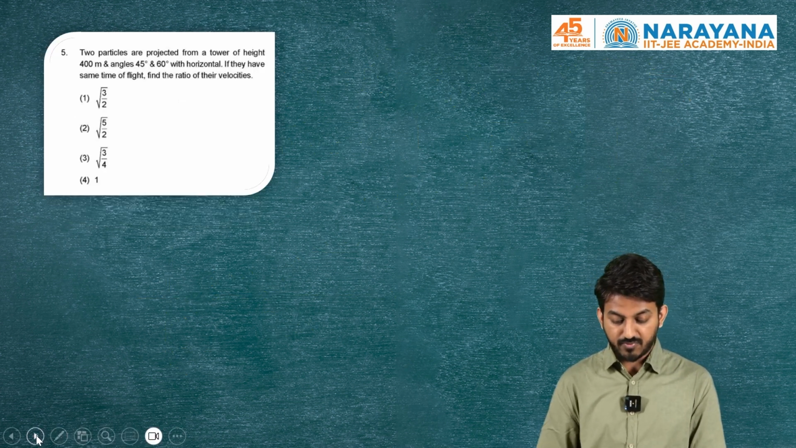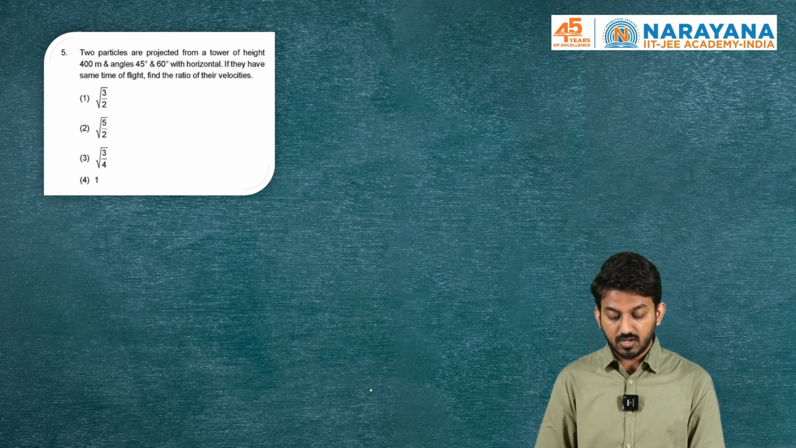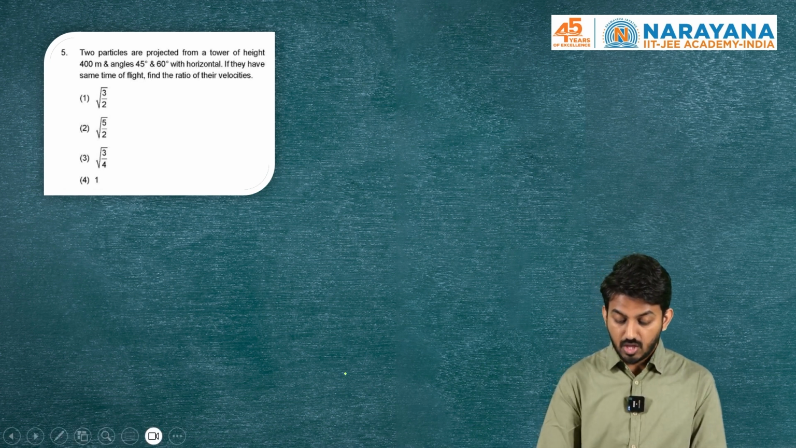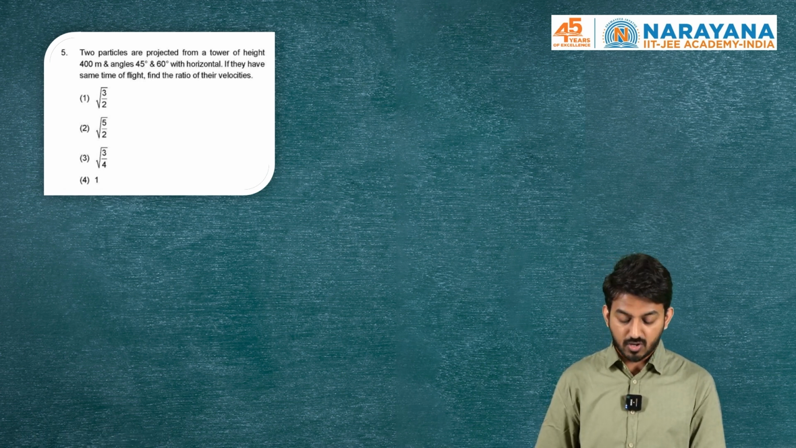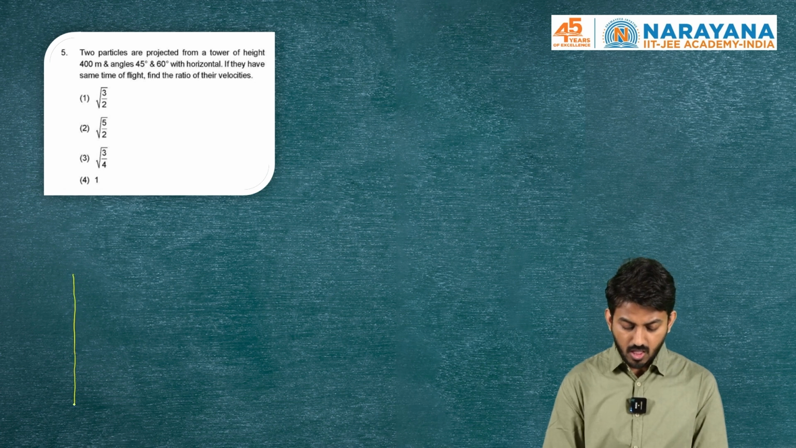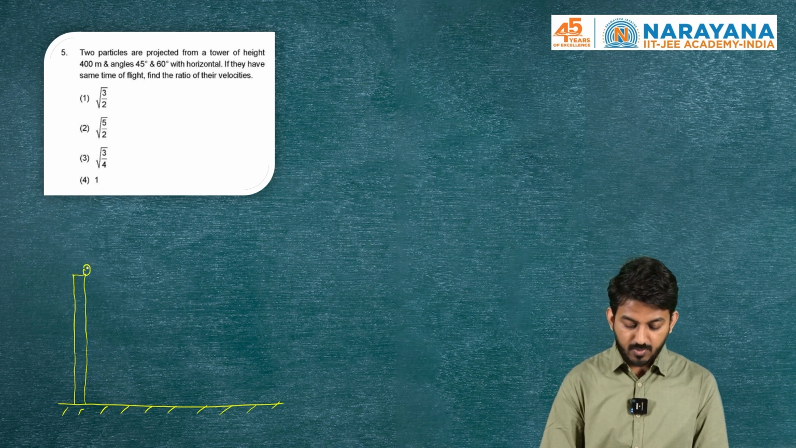Moving forward, fifth question here. So we have two particles being projected from a tower of height 400 meter. Angles of projections are given as 45 and 60 with the horizontal. And they're saying that the time of flight is same, find the ratio of their velocities. If I draw the tower here, so a particle is being projected at 45, another is being projected at 60. I'll name the velocities as v1 and v2.